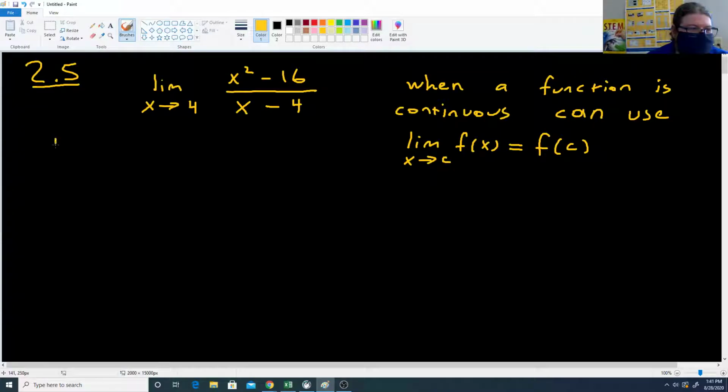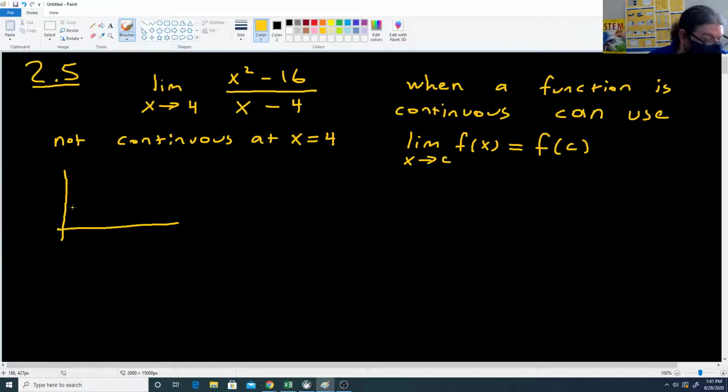This function is not continuous at x equals 4. And actually, what this function looks like if we graph it, basically looks like a line that starts here at 4. We'll see what the line is in a little bit, but it looks like a line, and it has an open circle at 4.